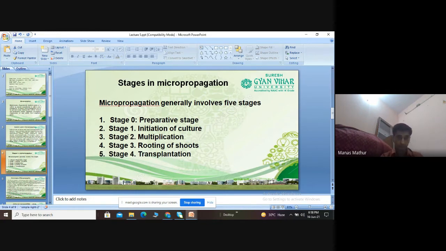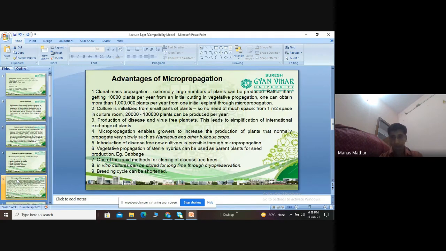Okay, what are the advantages of micropropagation? What is the need of micropropagation? First advantage is that we can produce a large number of plants. For example, around 10,000 plants we can produce from an initial cutting in vegetative propagation. One can obtain more than 10 lakh plants per year from one initial explant through micropropagation. It means we can multiply thousands of plants through micropropagation.